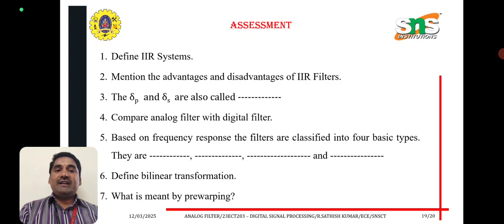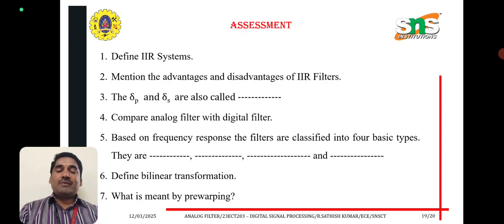Compare analog filter and digital filter. Digital filter operates on digital frequencies. Analog filter operates on analog signals. Digital filter is governed by a linear difference equation. Analog filter is governed by a linear differential equation. Based on the frequency response, the filters are classified into 4 basic types. They are low pass, high pass, band pass and band stop.